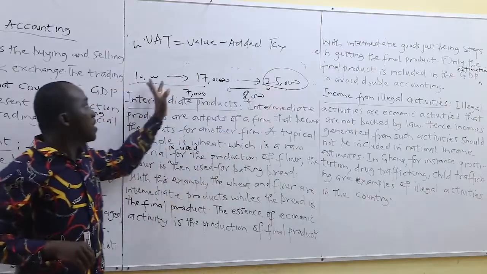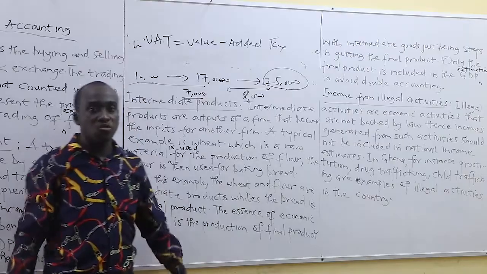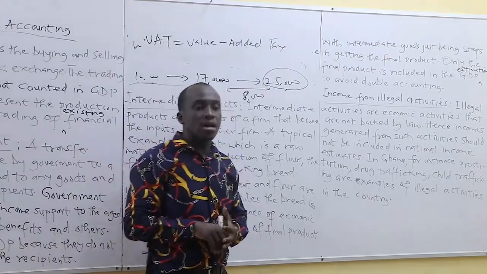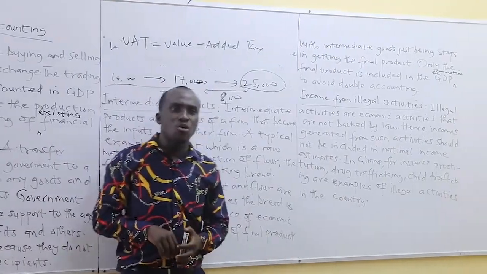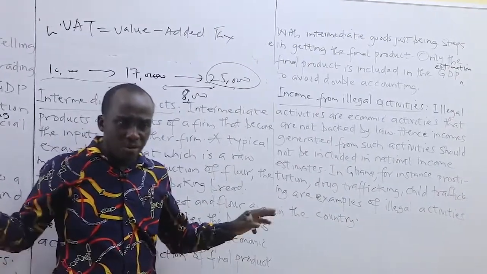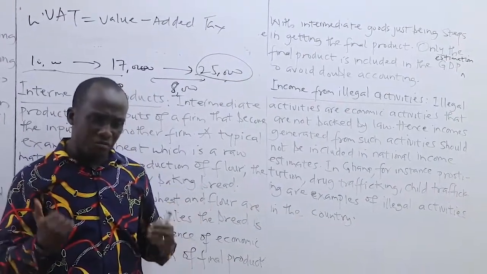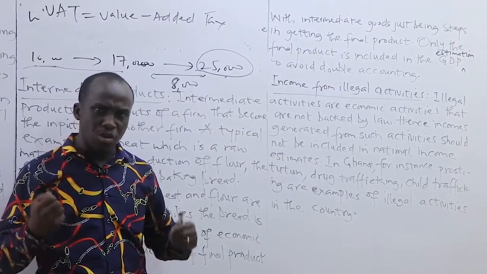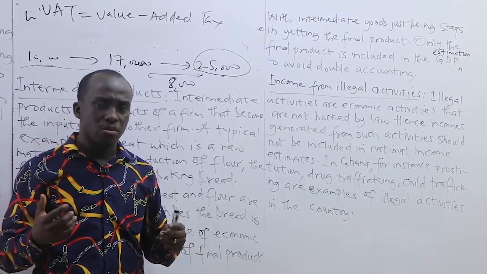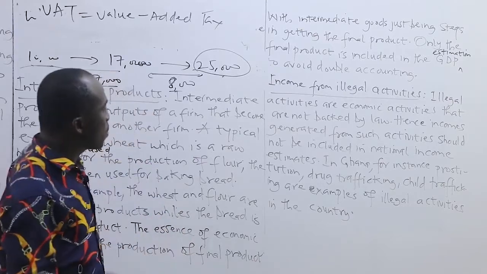But don't count the wheat, the flour, and the bread. Otherwise, you do double counting, and that affects the estimation. We want to avoid all this. We are trying to avoid getting any estimation that does not reflect the economy. We take away double counting so that every figure we get will be a good reflection of the economy, and we can see how the economy is performing.